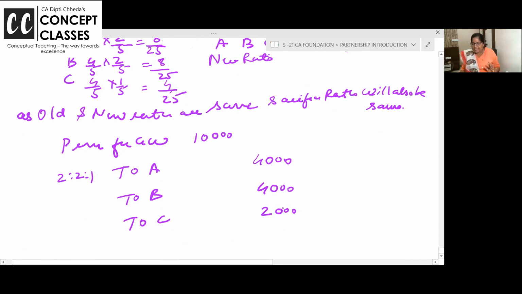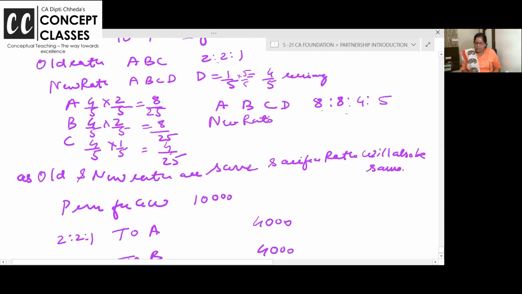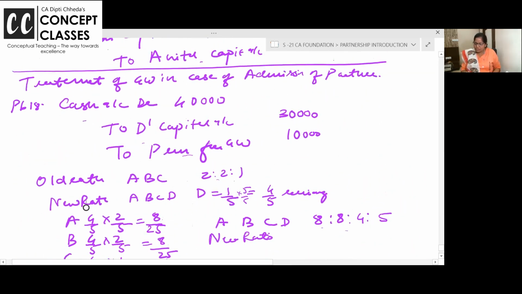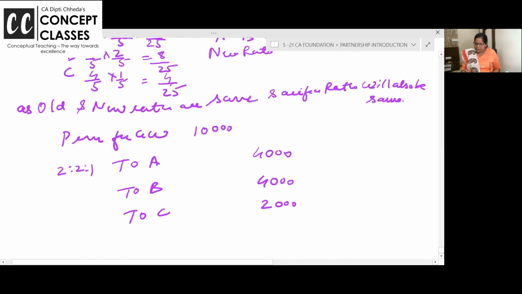Please give me a message. Is my speed fine? You all are following or not? First he got cash, to D's capital account 30 premium for goodwill. Now premium for goodwill debit to A, B, C. You can write cash to A, B, C, D, एक साथ भी.